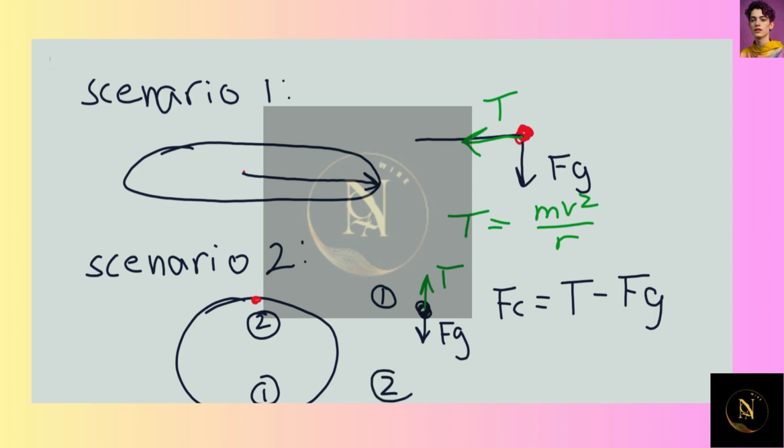At the second point, the top of the circle, our two forces are pointing in the same direction. We have T towards the center of the circle and Fg as well, downward toward the ground. So Fc equals T plus Fg.